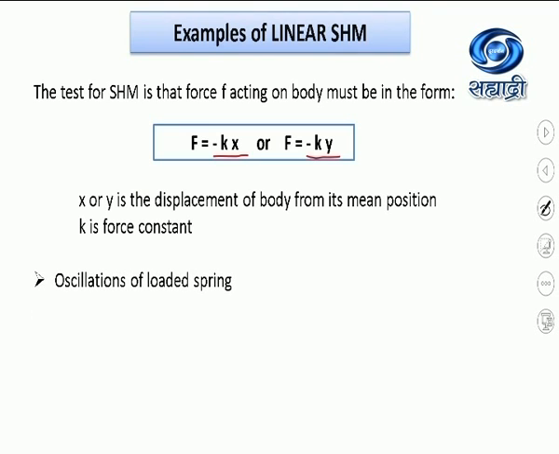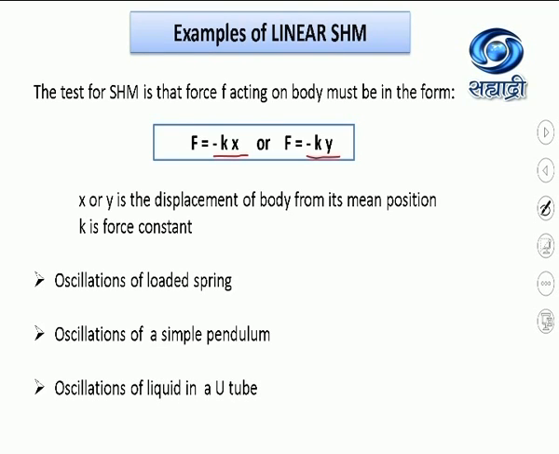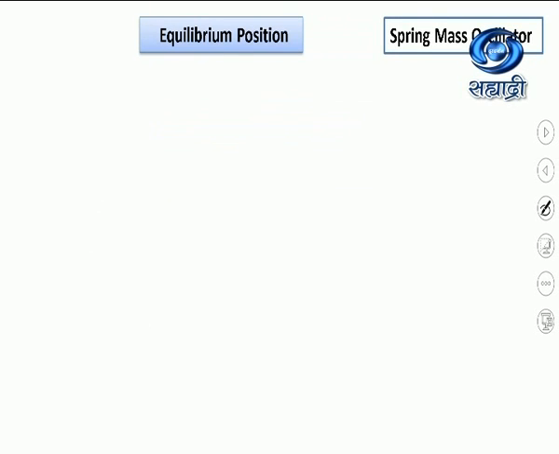The examples are oscillations of the loaded spring, oscillations of a simple pendulum, and oscillations of a liquid in a U tube. So let us begin with the first example, that is the oscillations of a spring. So this spring is also called a spring mass oscillator because it is performing linear SHM. Hence, the system is either called spring mass system or spring mass oscillator.